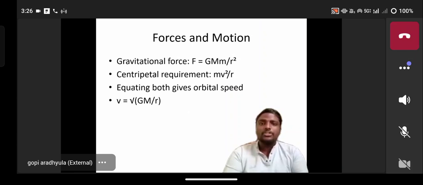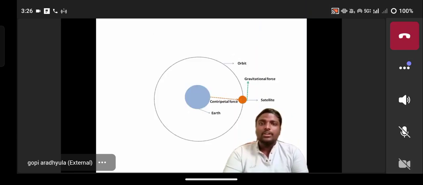Now I discuss force and motion. Gravitational force F equals G M m by r squared. Centripetal requirement equals m v squared by r. Equating both gives orbital speed v equals square root of G M by r. Now I tell about the orbital diagram of the centripetal force.